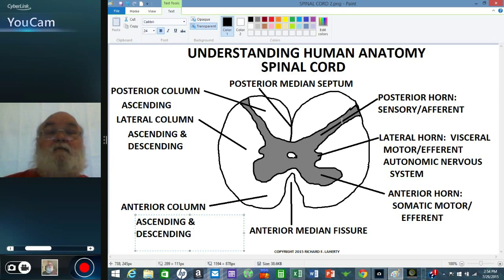So we have posterior horn, which is strictly sensory, lateral horn, which is visceral motor, visceral efferent, anterior horn, which is somatic motor or somatic efferent, and then we have the posterior, lateral, and anterior columns, which are composed of bundles of axons traveling through the central nervous system.